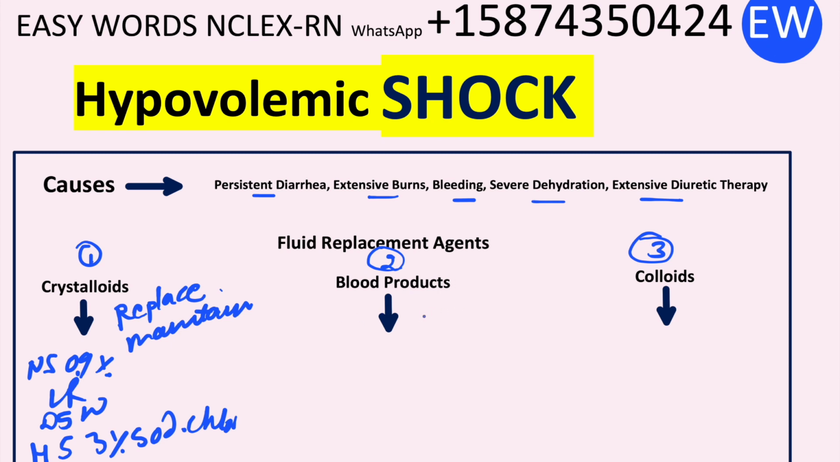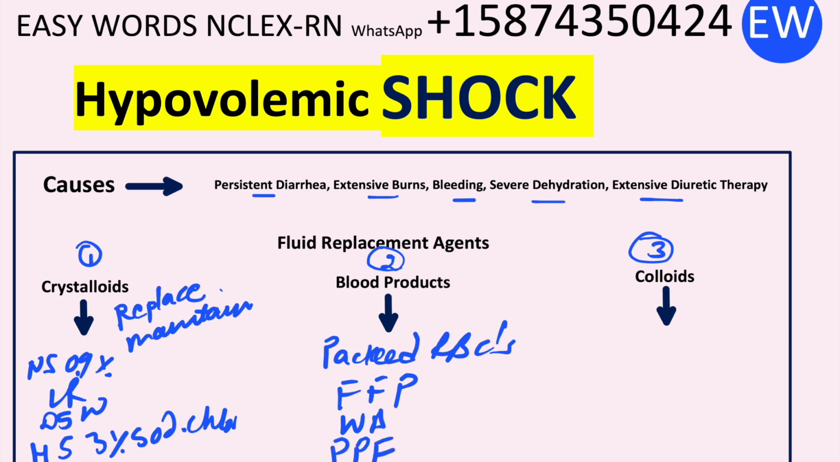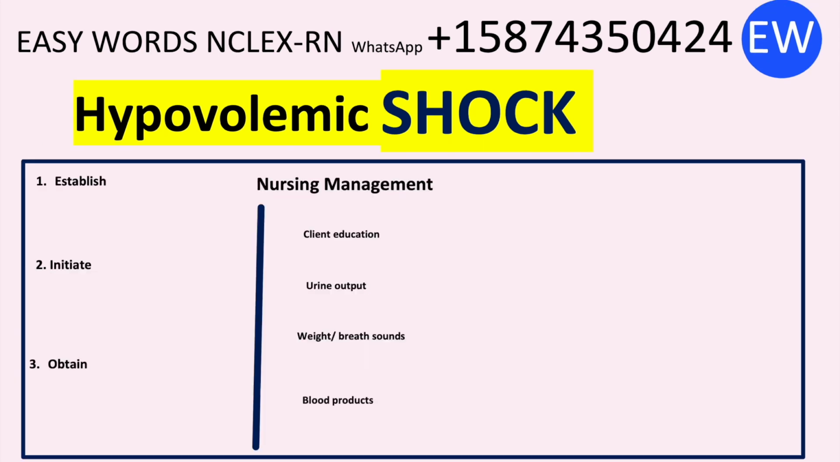Use of blood or blood products completely depends on the client's condition. However, if the client lost massive blood, then whole blood is administered. Examples of blood products can be packed red blood cells, fresh frozen plasma, whole blood, and also plasma protein fraction. And then we have colloids: dextran 70 and dextran 40 are used as colloids.